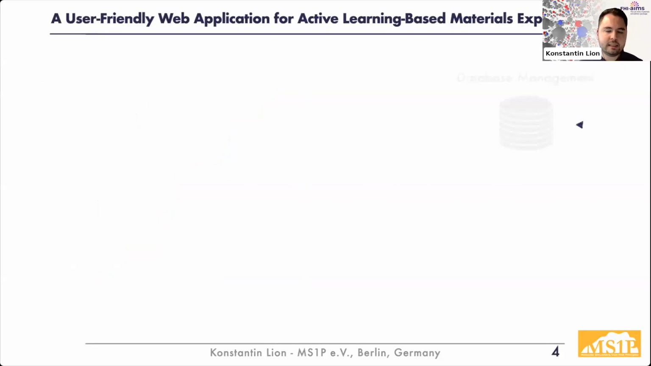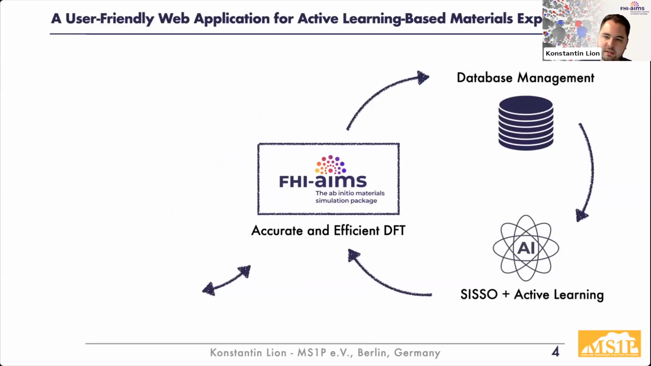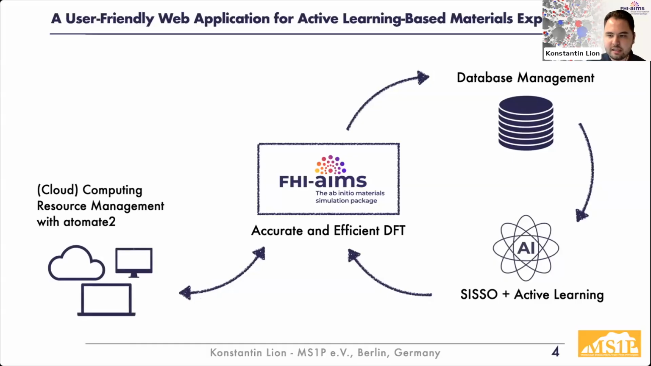And what we have developed is what we think is a user-friendly web application for this specific workflow. It integrates several points. That is database management, to always remember your candidate space and training space and update this throughout the active learning loop. The AI modeling is done, as I mentioned, by SISSO and includes this active learning loop as well. And all the DFT calculations can be done by FHI aims. So this allows you to do accurate and efficient DFT calculations for whatever target property you're interested in.